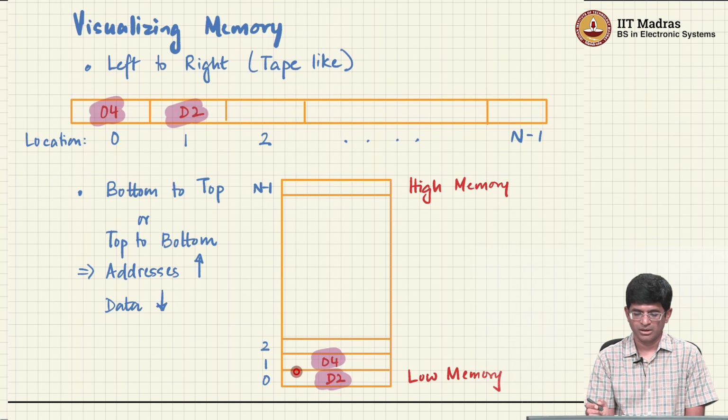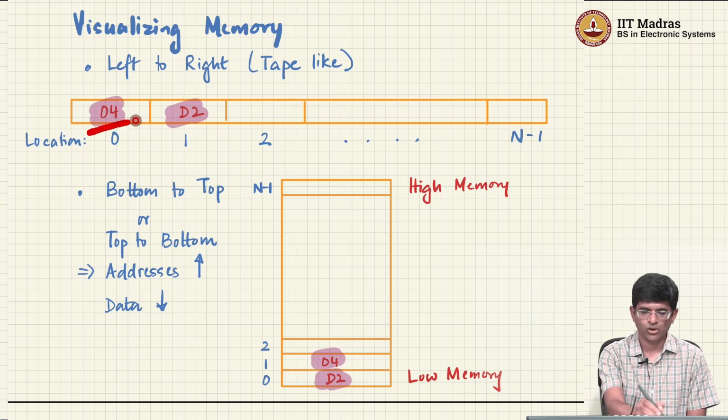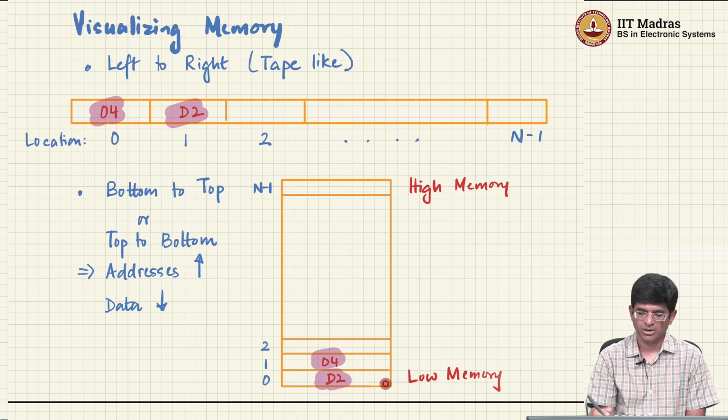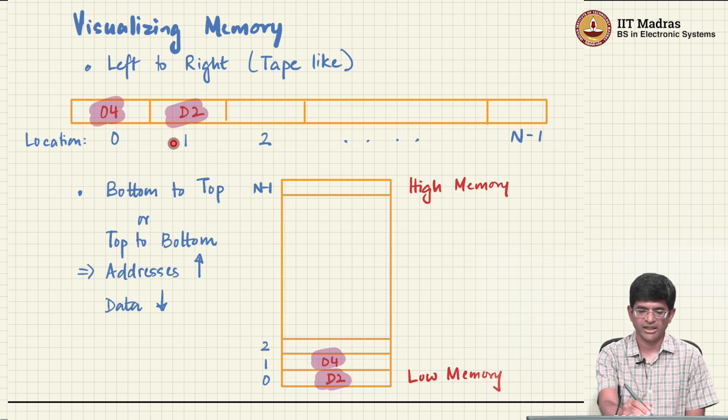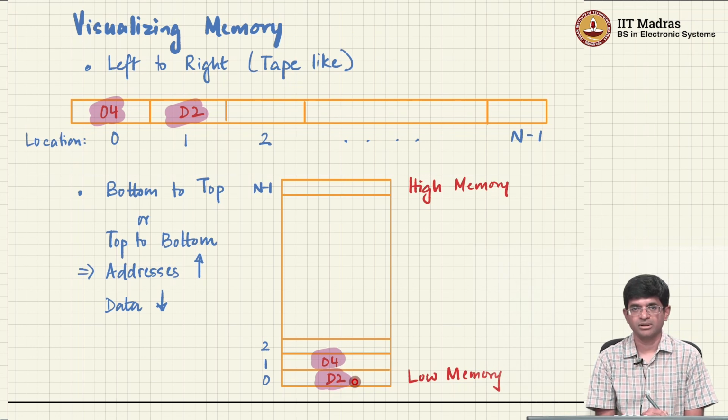So you can sort of see that I have the 04. When I go from left to right, that is the tape-like view, 04 goes into location 0, but in the high mem low mem version 04 goes into location 1. And the second byte, the D2, goes into location 1 in the tape and goes into location 0 in the high mem low mem version. Which one is correct? Fundamentally there is no clear cut answer to this, both could be correct, right.